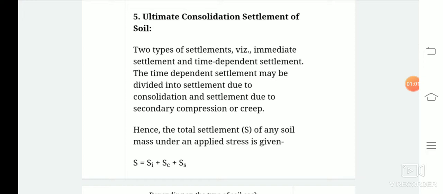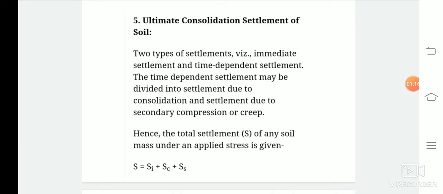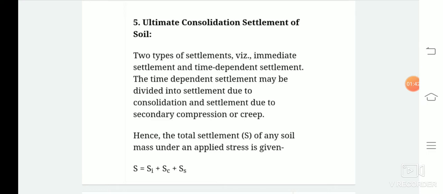So mainly there are two types of settlement available. The first one is the immediate settlement and the next one is the time dependent settlement. The immediate settlement occurs as soon as the weight of the superstructure falls on the soil and it does not depend upon the time. As the name suggests, it normally depends upon the type of the soil and the material through which the load is being transferred, that is the footing or the foundation. But the time dependent settlement is the main settlement which should be studied in this chapter.